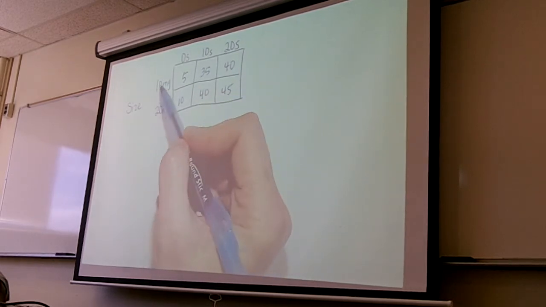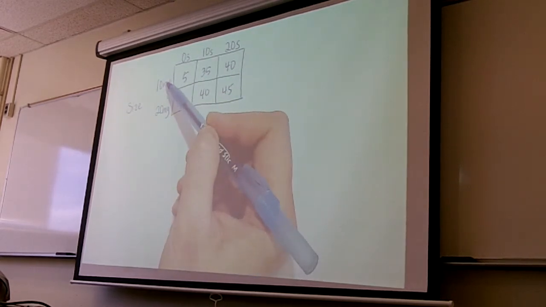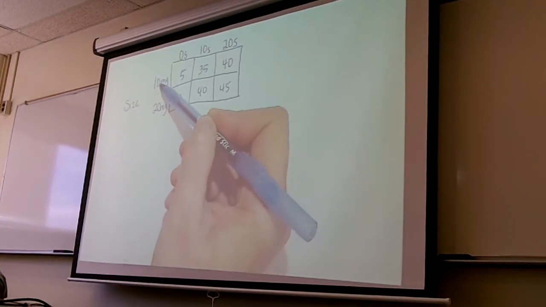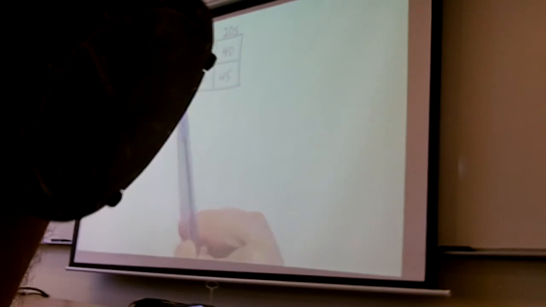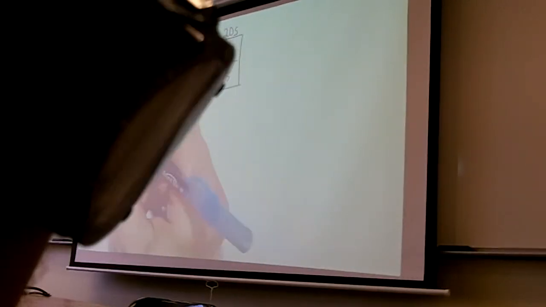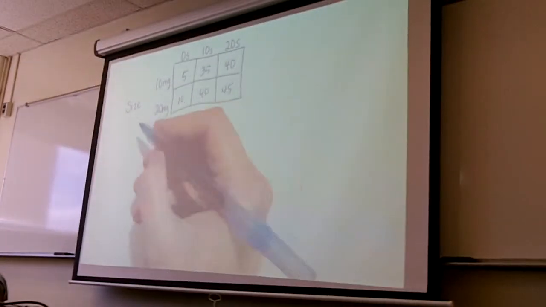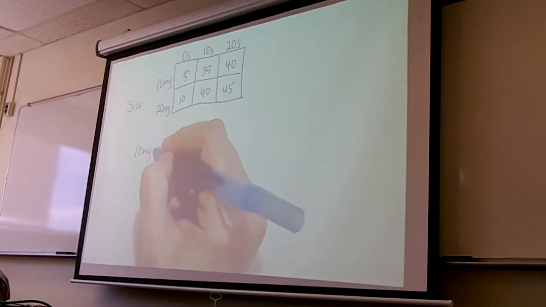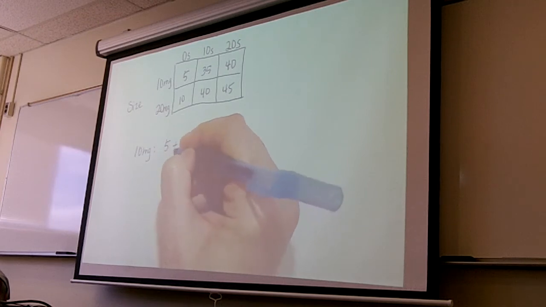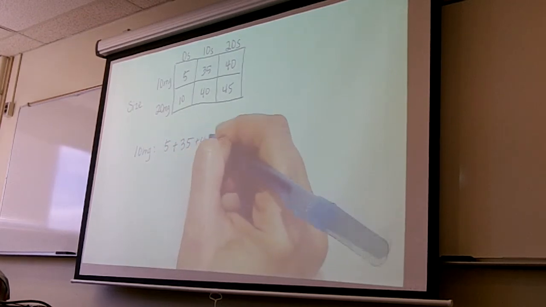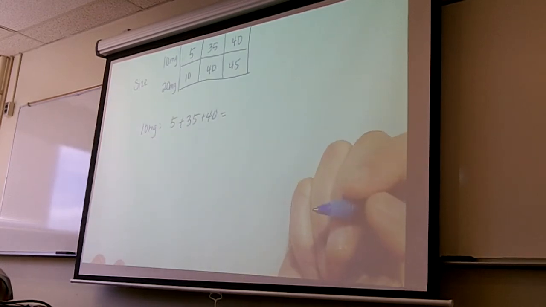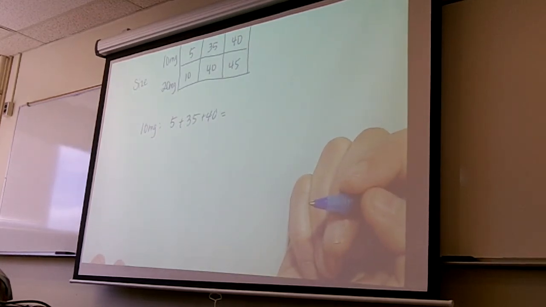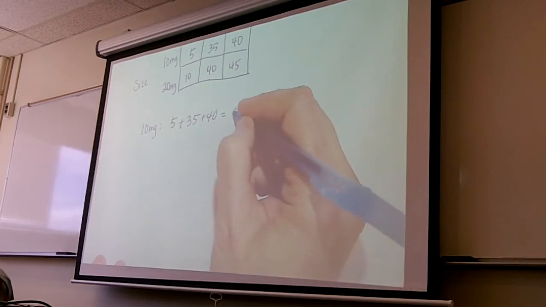If I'm comparing size, what I need to know is, is there a difference between 10 milligrams and 20 milligrams, right? So I'm going to treat all the 10 milligrams like they're the same and all the 20 milligrams like they're the same. So for 10 milligrams, I'm going to add it up. I'm going to take 5 plus 35 plus 40. What's 5 plus 35 plus 40? 80. Good, thank you.